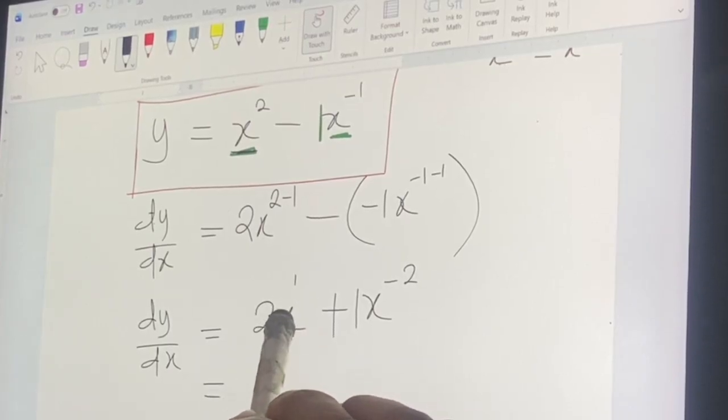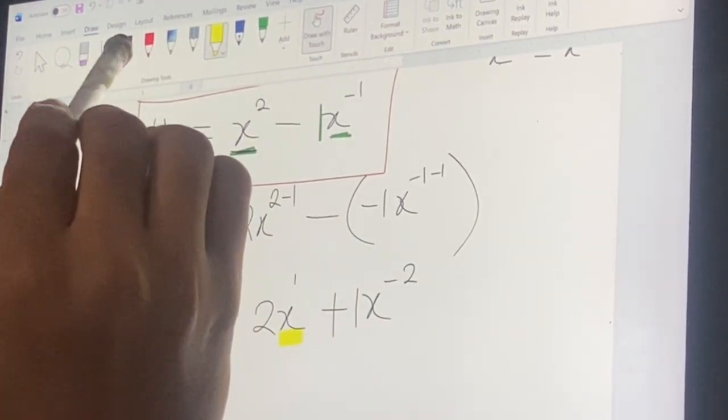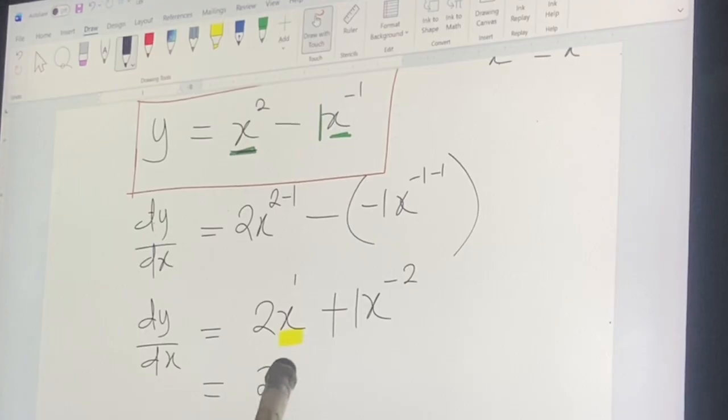Evaluating this, 2s raised to the power of 1. Anything raised to the power of 1 is the base. So s raised to the power of 1 is the base, which is s here. Please take note. So answer here will be 2s plus 1 times s raised to the power minus 2. Our answer here is s raised to the power of minus 2.